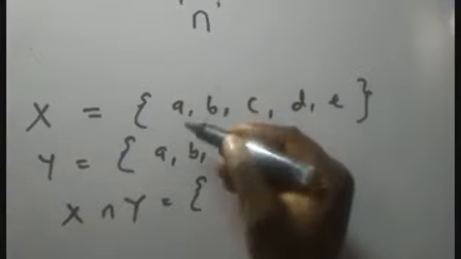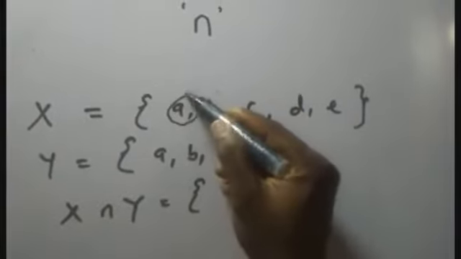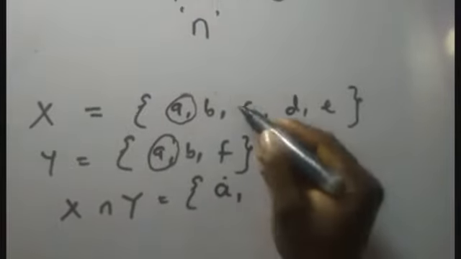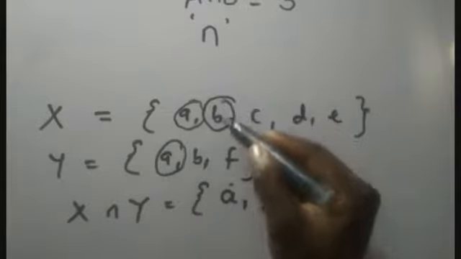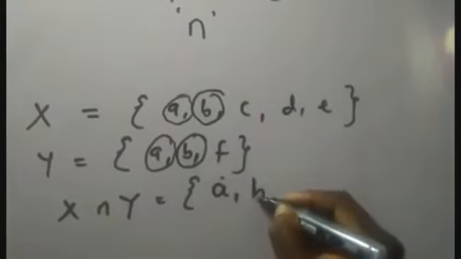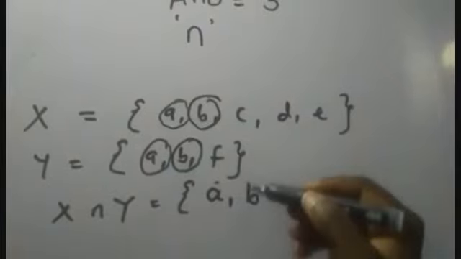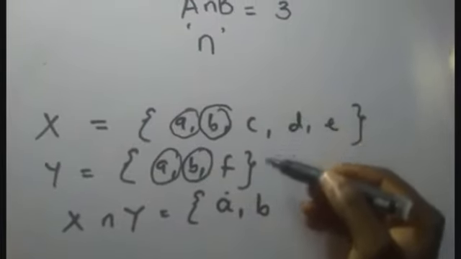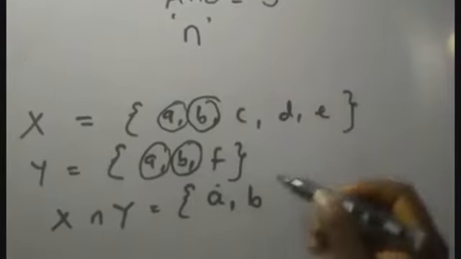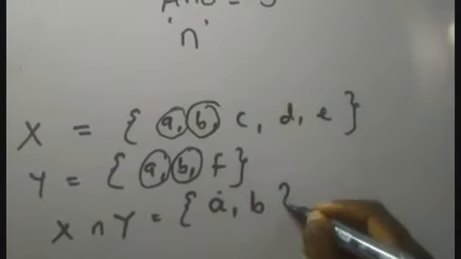We can find A in X. We can find A in Y. So you write down A. We can find B in X. We can find B in Y. You write down B. I think these are the only elements you can find in X and Y. So X intersection Y is equal to A and B.